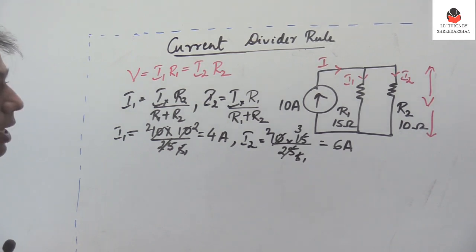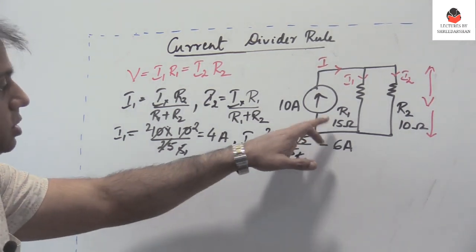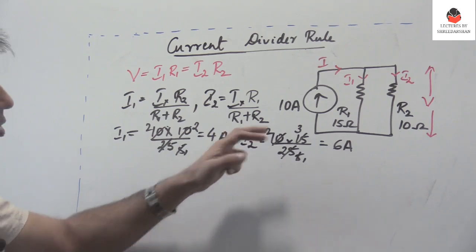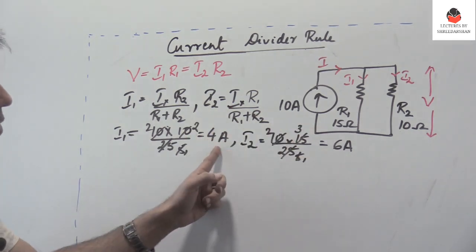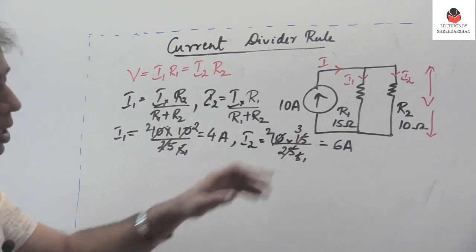So we have to observe that the higher the resistance, the lower the value of current. 15 ohms, 4 amperes; 10 ohms, 6 amperes.